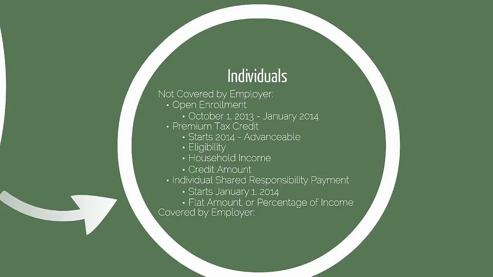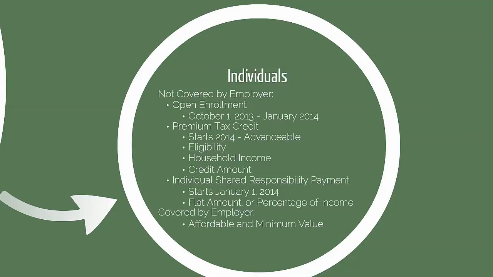That means on October 1st, 2013 through January of 2014, people must get coverage. If they do not get coverage within this time period, they will be subject to the penalty the following year. If a taxpayer is covered by their employer, it is important to note a couple of items. First, whether or not they are covered by an affordable and minimum value plan, and second, that they will be responsible for the premium portion not covered by the employer.